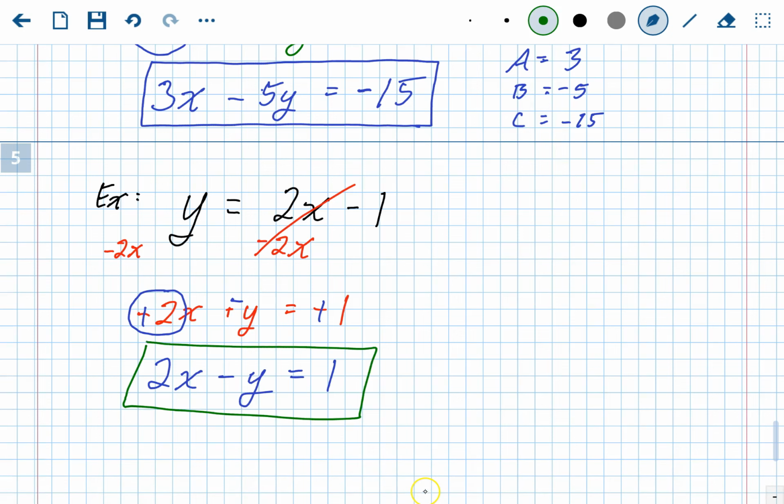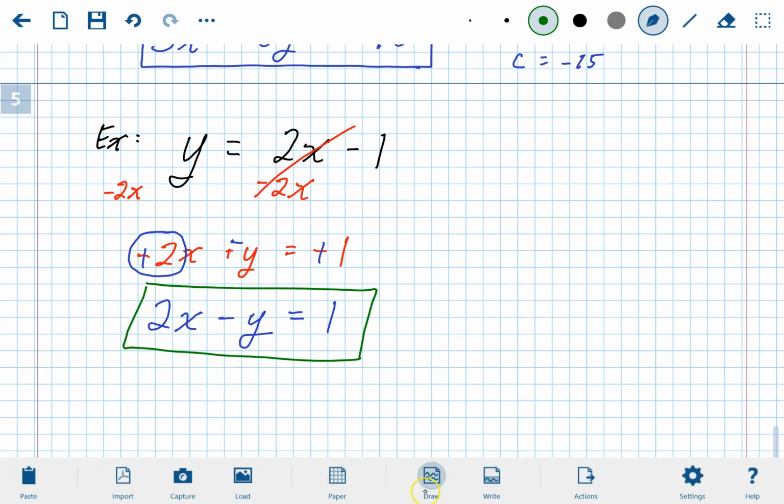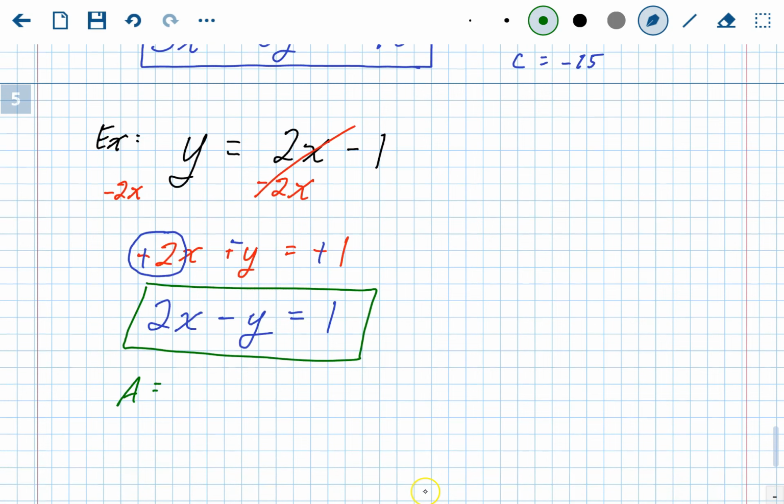Identify what a, b, and c is. A is the number in front of x. A is 2. B is the number in front of y, but there's not a number in front of y. There's a negative sign, though. If there's not a coefficient, it's implied to be 1. So that's negative 1y. So our b value is negative 1. And then our c value is the constant, which is 1.